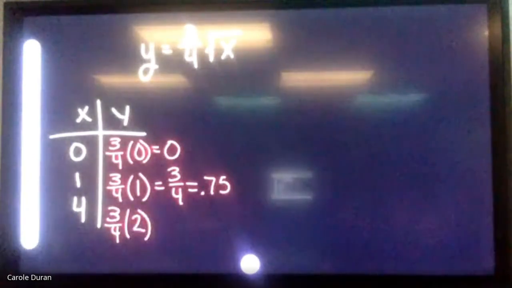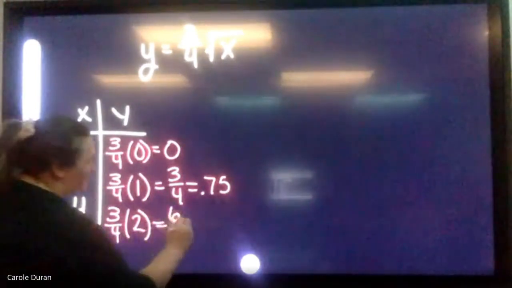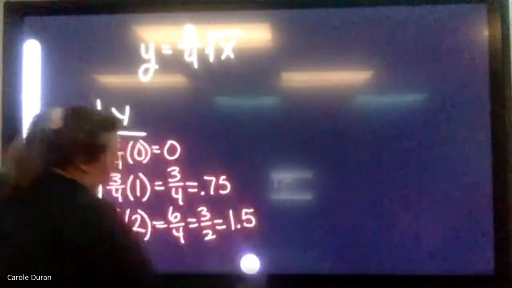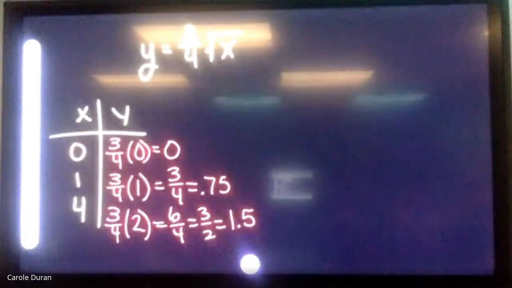And then I go ahead and multiply the 2 in. When I multiply the 2 in, it goes to the numerator only. So we get 6/4, which reduces to 3/2, which is 1.5. And then we can graph it.